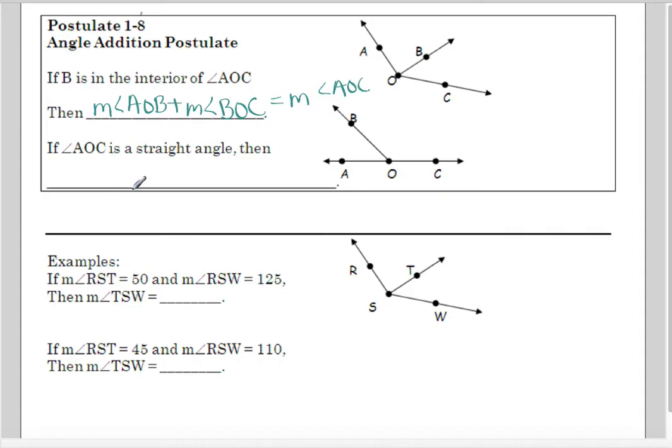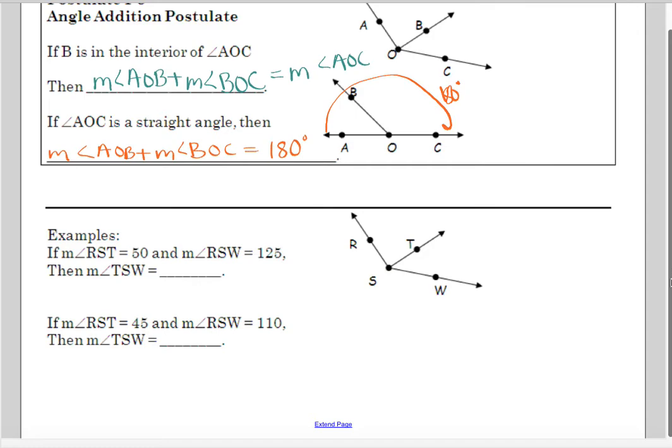The second part here says if AOC is a straight angle, then, being a straight angle, we know that it adds together to create a straight line, meaning that it totals 180 degrees. So we're going to write a very similar statement for adding these together. The measure of angle AOB, just naming that one, and the measure of angle BOC, putting those together, should add to 180 because they're making that straight line, that straight angle.